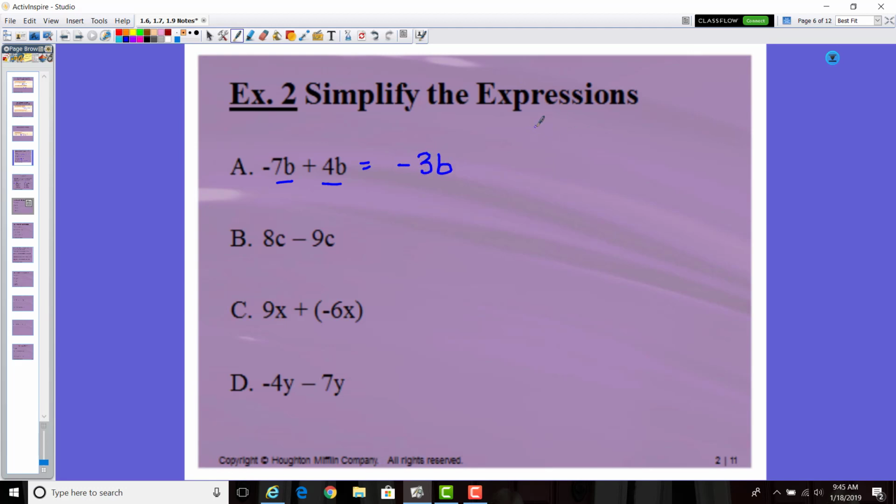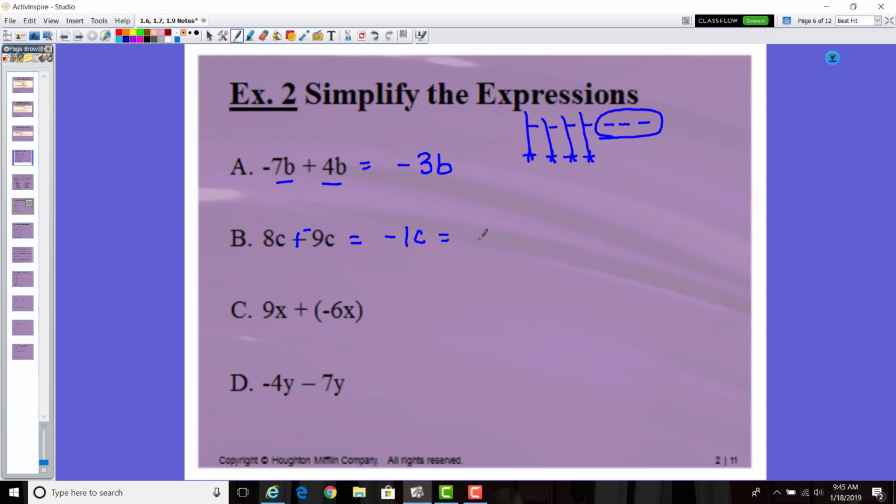I like to look at that as you have 7 negatives and you've got 4 positives. We know 1 positive and 1 negative will always cancel each other out. So our answer is 3 negative b's left over. Okay. 8c minus 9c, remember you can add the opposite. That means you are adding 8 and -9, which gives us -1c.